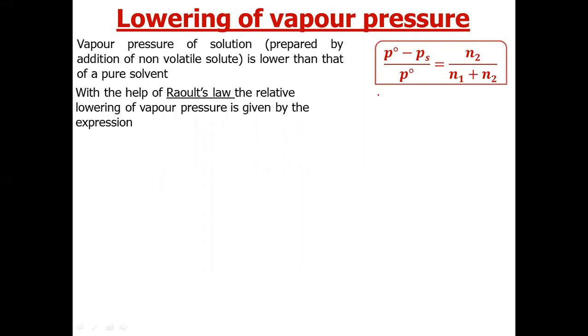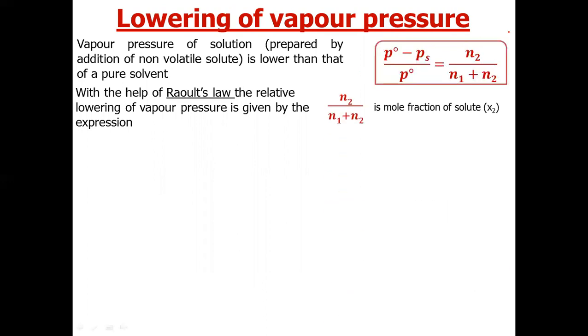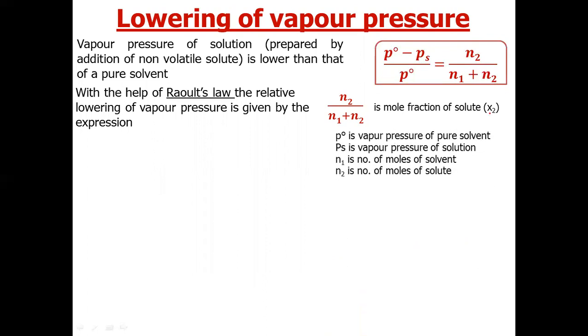This relation we have derived in our previous lecture, and I have provided the link of that lecture in the description of this video. Please see the derivation. Here N2 upon N1 plus N2 is the mole fraction of solute, X2. P naught is the vapor pressure of pure solvent. Ps is the vapor pressure of solution. N1 is the number of moles of solvent. N2 is the number of moles of solute.